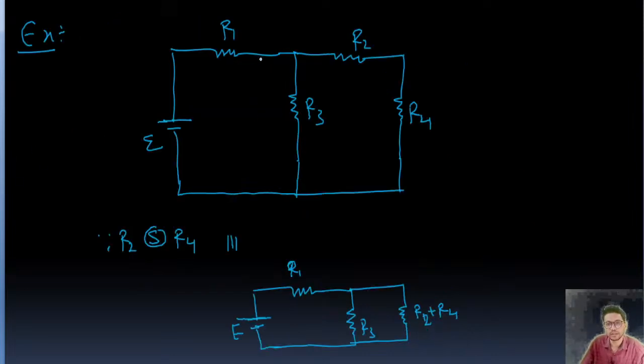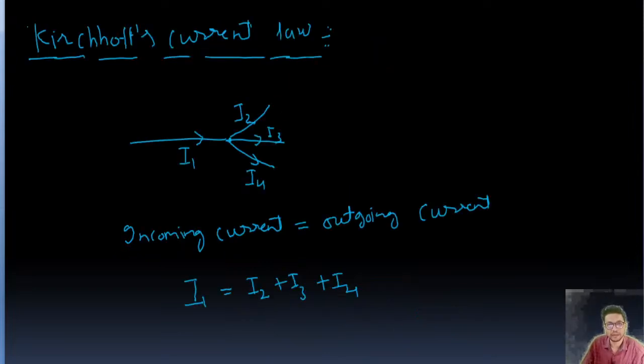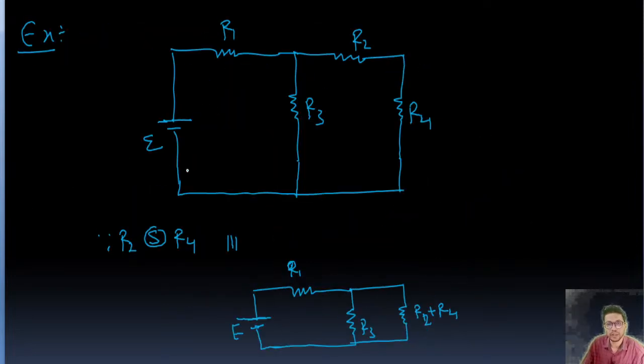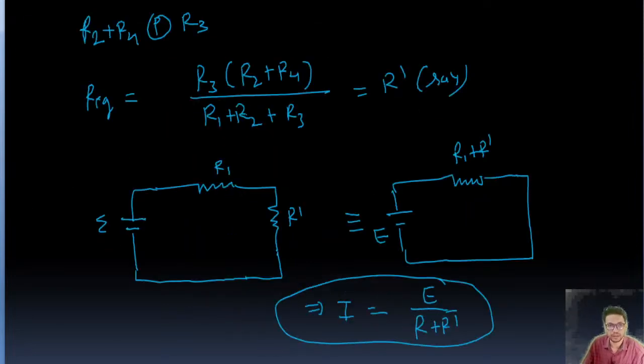This is how we find the current in this circuit, if we have such a circuit. So this is Kirchhoff's law, and this is the question: how can we find the current in the circuit. The current in the circuit is I equal to E upon R1 plus R dash.